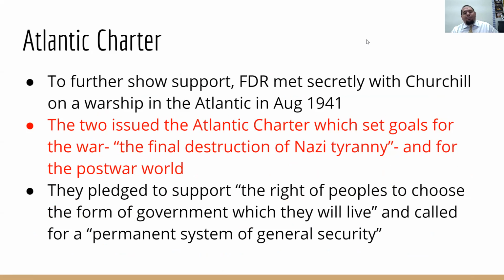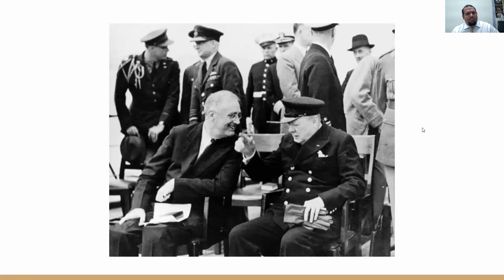You have the Atlantic Charter. To further support, FDR met secretly with Churchill on a warship in the Atlantic, 1941. The two issued the Atlantic Charter, which set goals for the war, the final destruction of Nazi tyranny, and for the post-war world. I believe this is after Hitler failed to invade Britain. Context, August 1941, that's after. They pledged to support the, quote, rights of peoples to choose the form of government in which they live, and called for, quote, a permanent system of general security, because the League of Nations sucked.